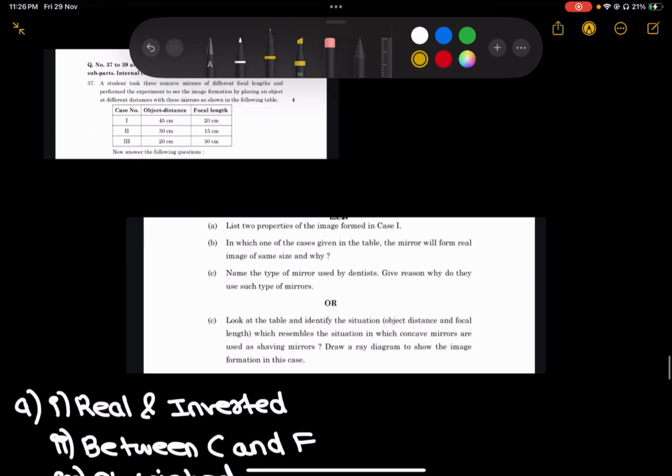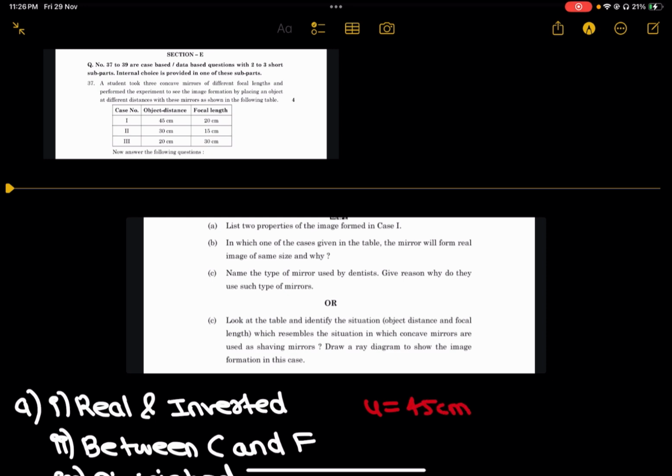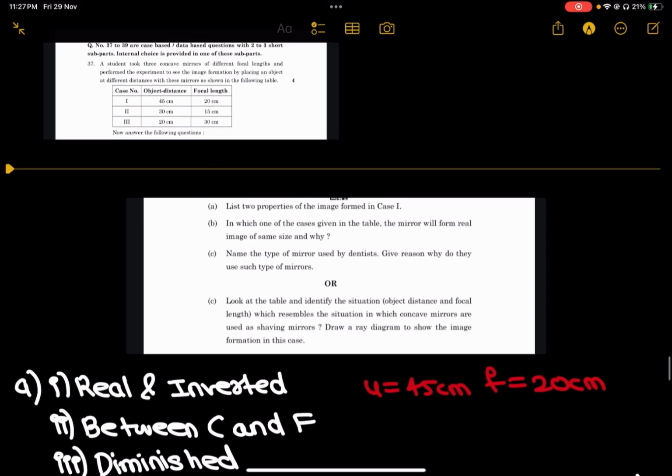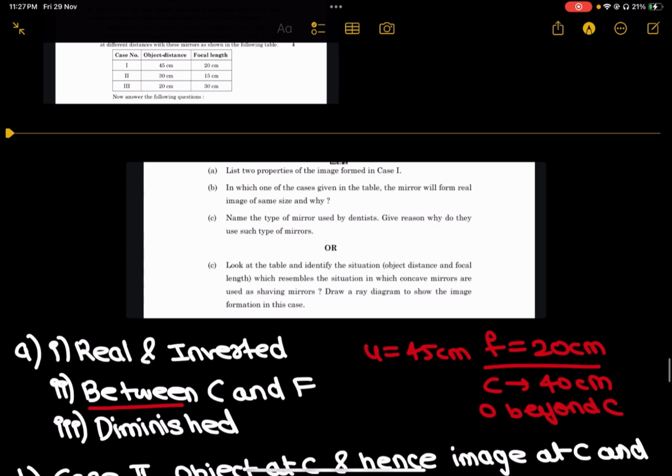Two properties of the image formed in case 1. See, in case 1, if you notice, the object distance u is given 45 centimeter, and the focal length is given 20 centimeter. So if focal length is 20, the center of curvature will lie at 40. So the object will lie beyond C. If the object is beyond C, then the image will be formed between C and F, correct? And the image will be real and inverted, and it will be diminished.